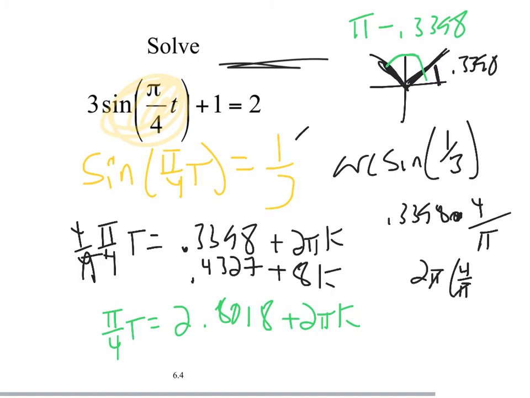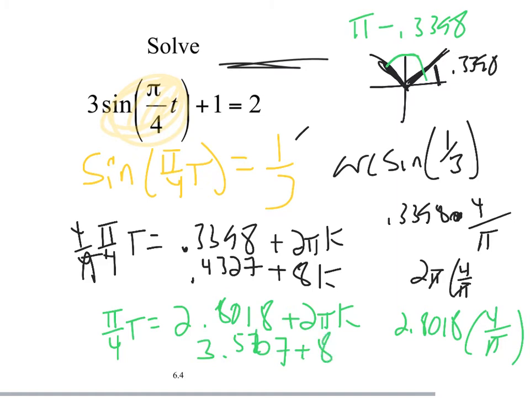And then we'll do that same thing here. I'm going to take the 2.8018 times 4 divided by pi. I'm getting 3.57567 plus 8k again. So here's that.